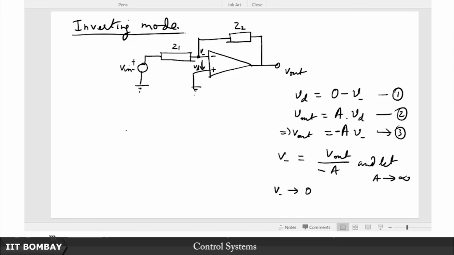But what does that essentially mean? It means as if this terminal and this terminal are shorted, it is like a virtual short.